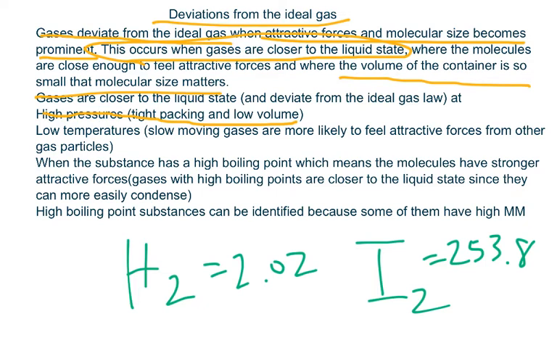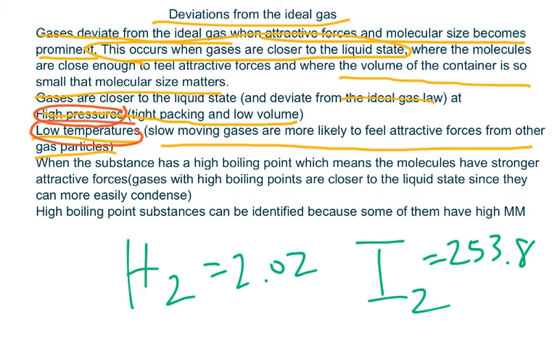And gases also deviate from the ideal gas law at low temperatures, since slow-moving gases are more likely to feel attractive forces from other gas particles. And in addition, at low temperatures, the volume is usually low, so they are more tightly packed in that regard. Now, aside from high pressures and low temperatures that can cause the gas to deviate from the ideal gas law, there are some other things that you could look at to see if a gas is likely to deviate.